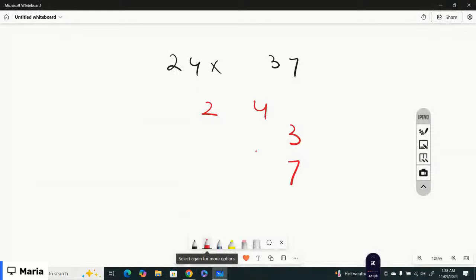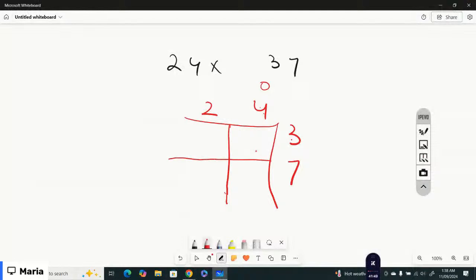So start with the ones digit. 4 is at the ones position. 4 times 3 is 12, right? Make the diagonals over here. 4 times 3 is 12, 1 and 2, right? Then 2 times 3 is 6. Okay. Now 4 times 7 is 28. 8 here and 2 here. 2 times 7 is 14. 4 here and 1 here, right?